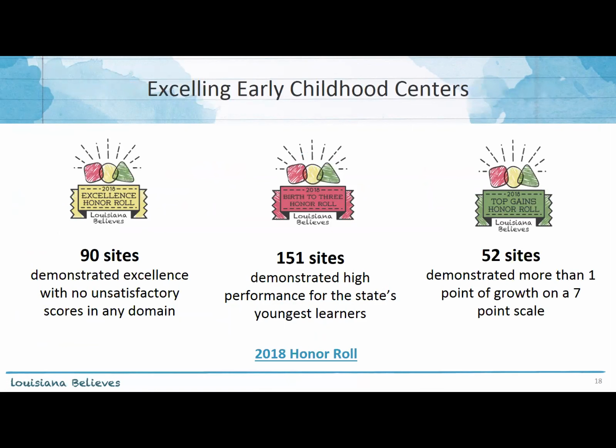We had 90 sites that demonstrated excellence with no unsatisfactory scores in any domain, 151 sites demonstrating high performance for the state's youngest learners, and 52 sites demonstrated more than 1 point of growth on a 7-point scale. You can access the 2018 honor roll using the link on the screen.